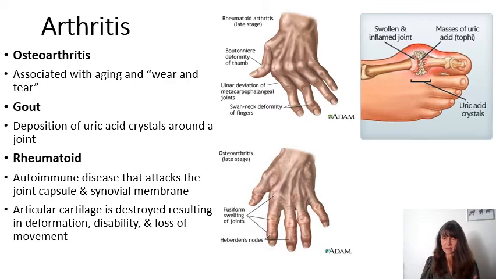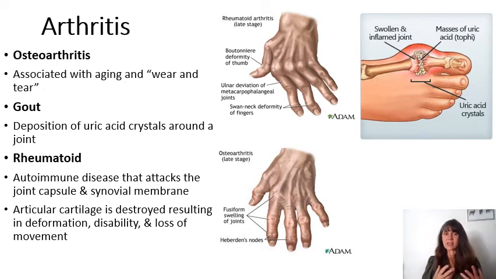Oftentimes, people who have gout will experience gout in the big toe. It can be so painful that a person may describe a breeze blowing over a big toe that is ridden with gout as feeling as if a knife is cutting through it. Gout can happen anywhere in the body, though.